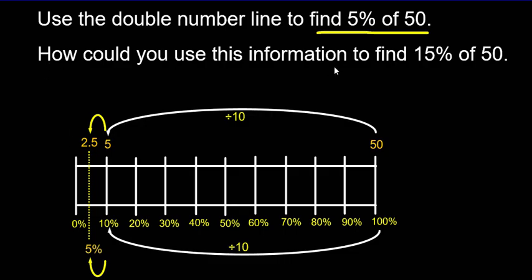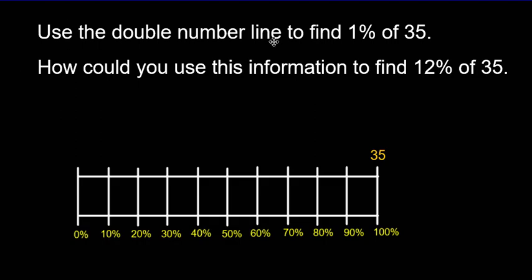Now, how could we use this information to find 15% of 50? That's right. If we know that 5% is equal to 2.5 and 10% is equal to 5, we could add those two values together. Because 10 plus 5 equals 15%, or 10% plus 5%. And when we add these two values together, we get 7.5, or 7 5/10. Moving on.